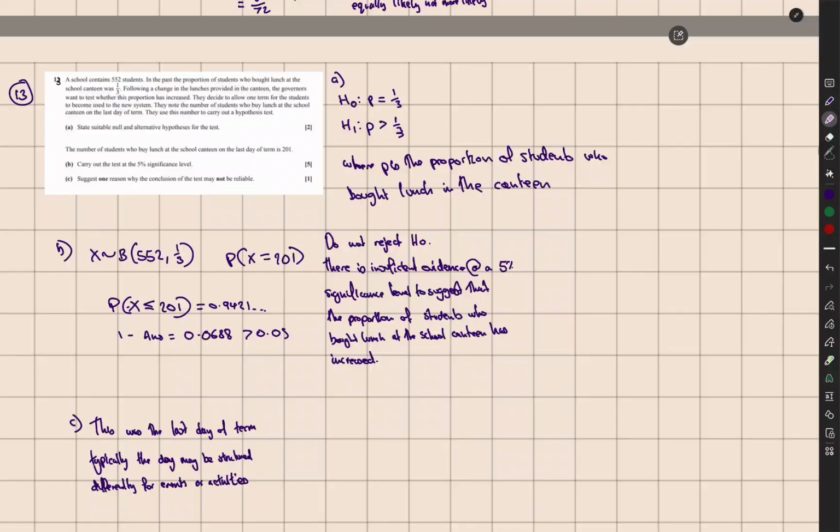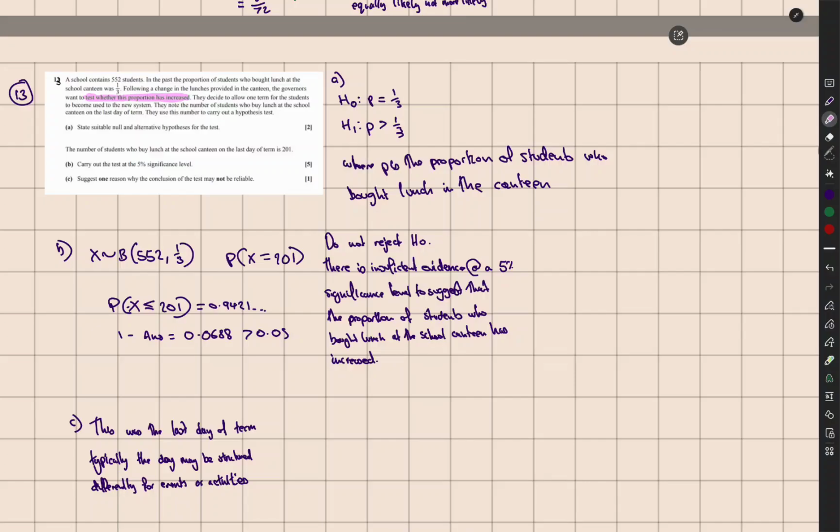Lastly, we've got this one. You've got a school which contains 522 students. In the past, the proportion of students who bought lunch at the school canteen was 1/3. Following a change in the lunches provided in the canteen, governors want to test whether this proportion has increased. That's going to be important later on. They want to test to see whether this proportion has increased.